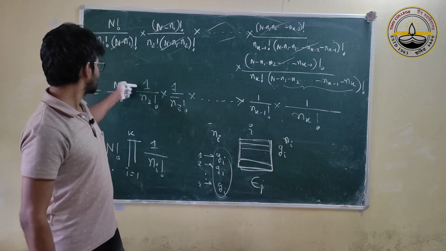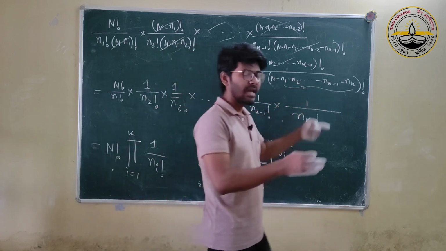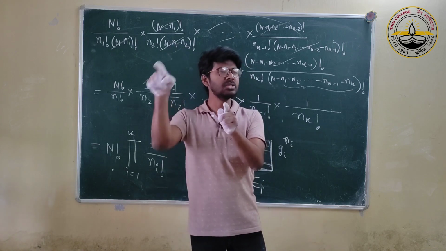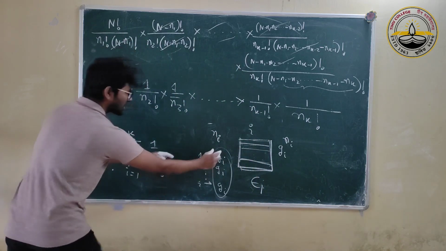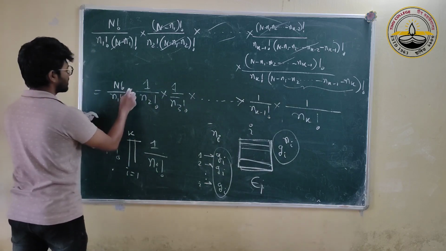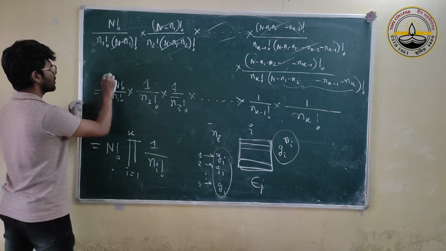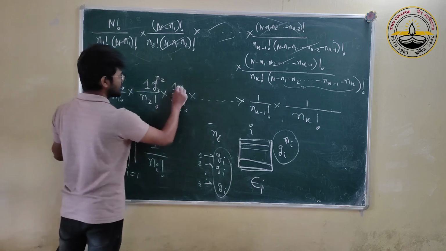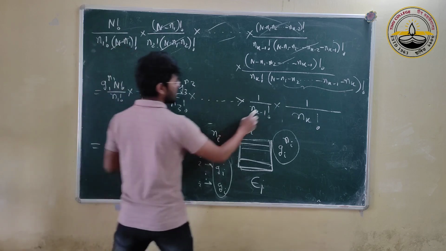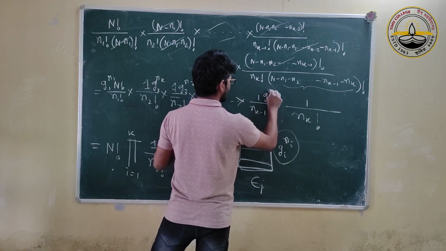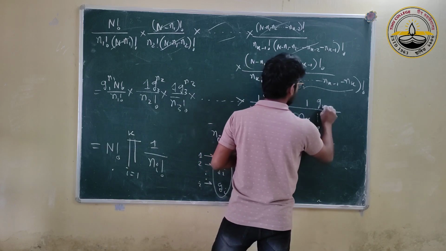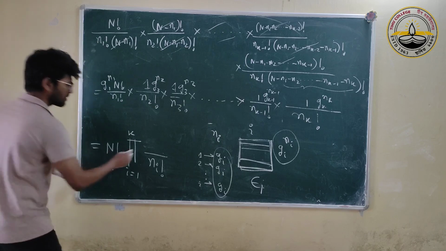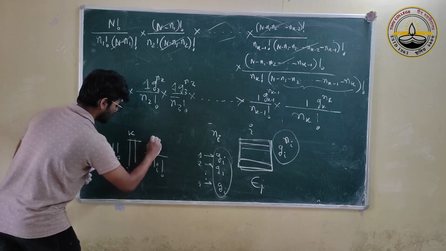Right? So that means here, if each box has its own cells, then the first box has G1 number of cells, the second box has G2 number of cells, then each such box will have just this factor. So here G1 to the power N1, here G2 to the power N2, G3 to the power N3, G(k-1) to the power N(k-1), and Gk to the power Nk. So our final answer is Gi to the power Ni.